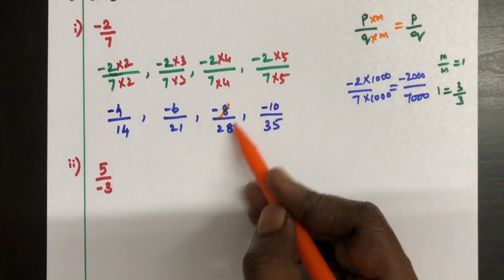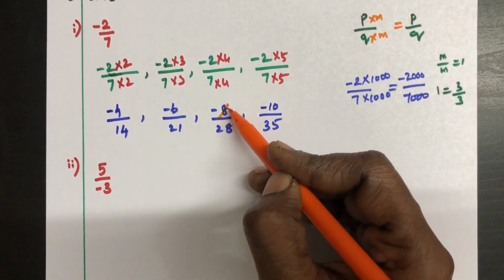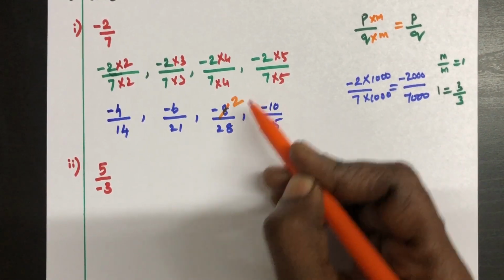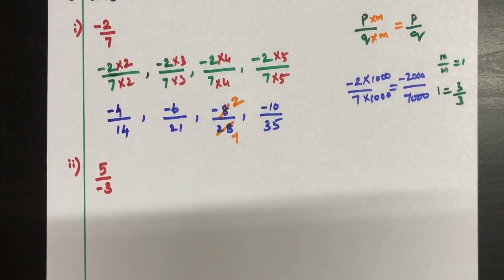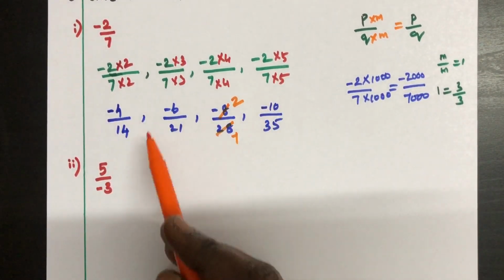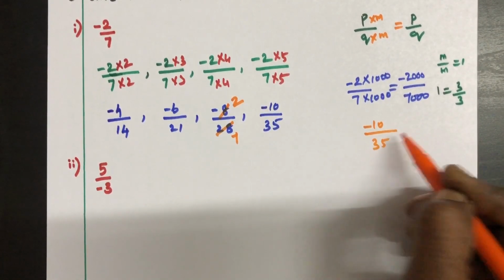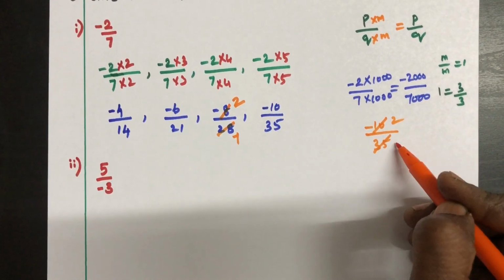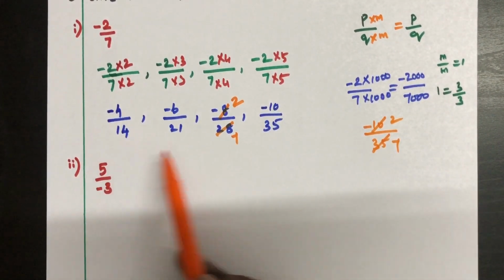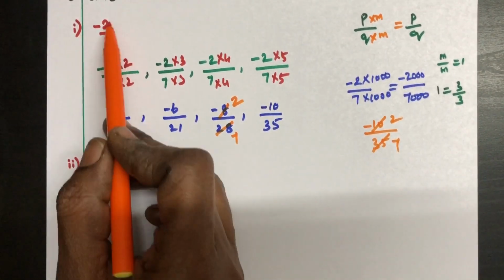So let's take this one. 4 is the common factor between 8 and 28. So if we divide using 4, this is 2 times, here it is 7 times. See, ultimately we are getting minus 2 by 7 only. Even minus 10 by 35, 5 is the common factor here. So if we divide using 5, this is 2 times, this is 7 times. So these are all equivalent. Equivalent means its simplest form must be this alone.